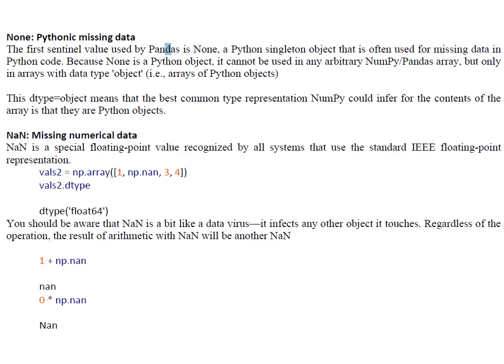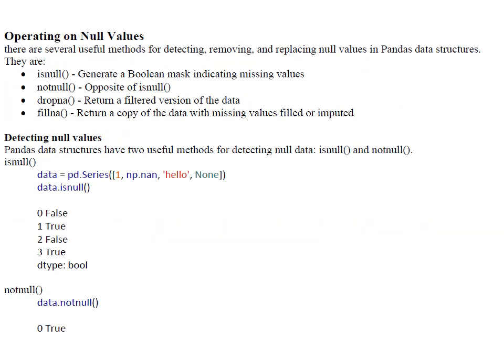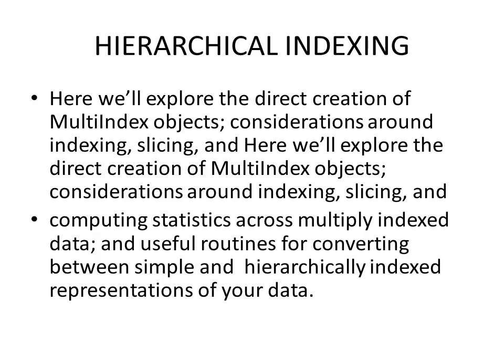So operating on null values, we have 4 types. isnull generates a Boolean mask. notnull shows the opposite of isnull, and dropna returns a filtered version of the data, and fillna fills missing values of the data. So next is hierarchical indexing.